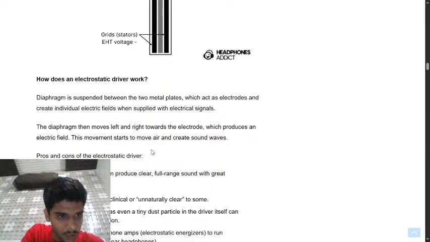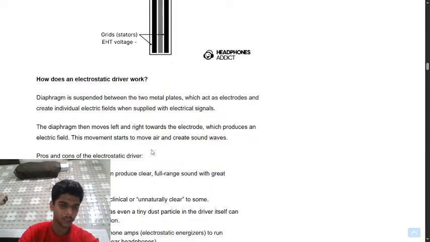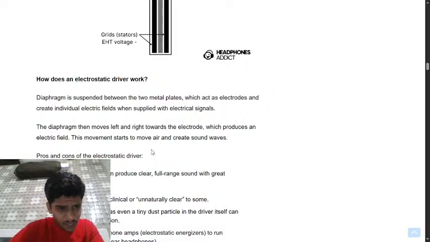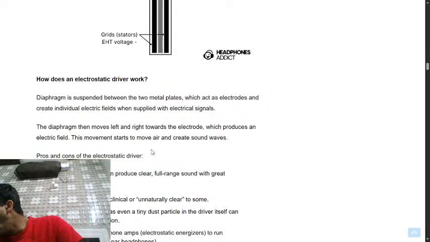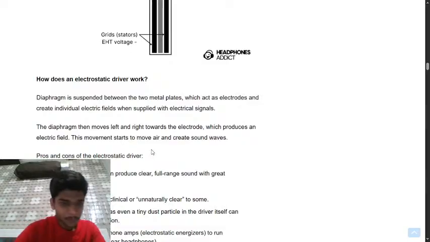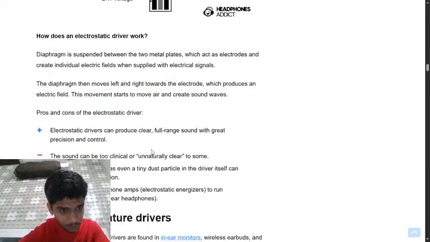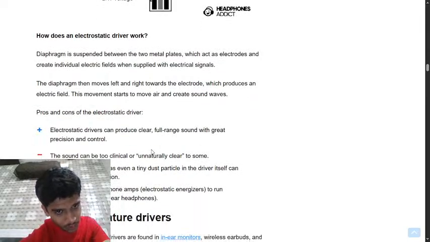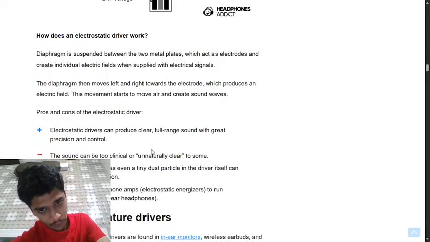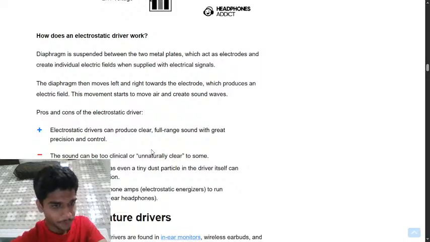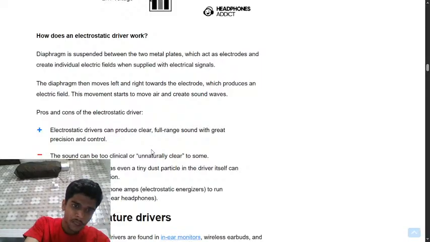The diaphragm is suspended between two metal plates, which act as the electrodes and create invisible electric fields when supplied with electrical signals. The diaphragm then moves left and right towards the electrode. This movement starts to move air and create sound waves.